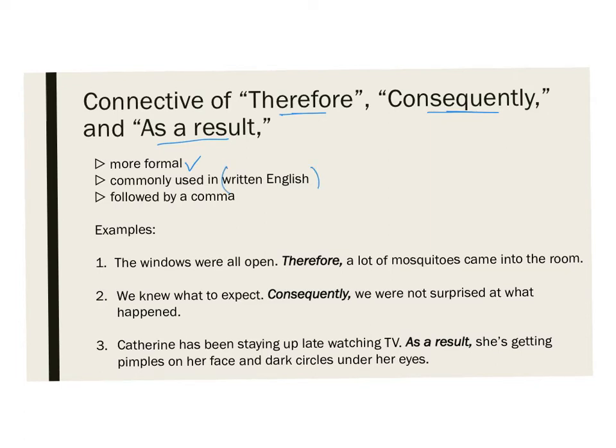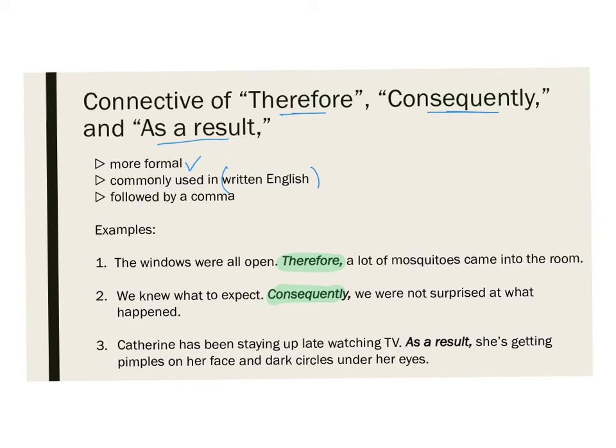A comma is used after each of the above connectives. Let's look at these examples. The windows were all open. Therefore, a lot of mosquitoes came into the room. We knew what to expect. Consequently, we were not surprised at what happened.